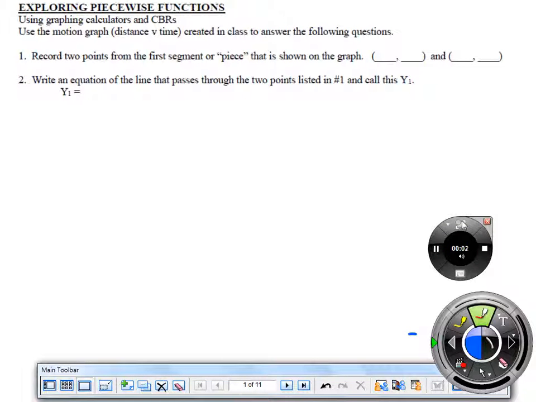We pulled off some points, and then for number 2, we wrote an equation of that. You guys should have the equation we came up with yesterday: y equals 0.5x plus 1.6. We sat there together and went through the process of writing the equation of the line through 2 points. This part of the graph was where he was walking away from the CBR, so as time was ticking this way, the distance was getting further and further away.